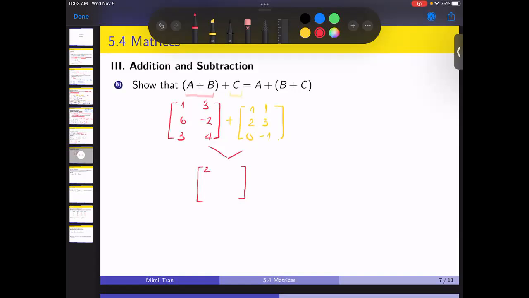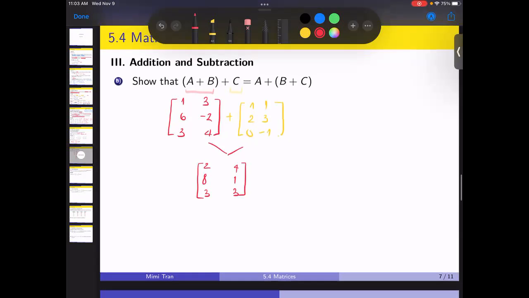One plus 1 is 2. 3 plus 1 is 4. 6 plus 2 is 8. -2 plus 3 is 1. 3 plus 0 is 3. 3. Thank you. Bonus check mark for you. And then now the right hand side. You want to sum up B and C first. Use glue for B and C.